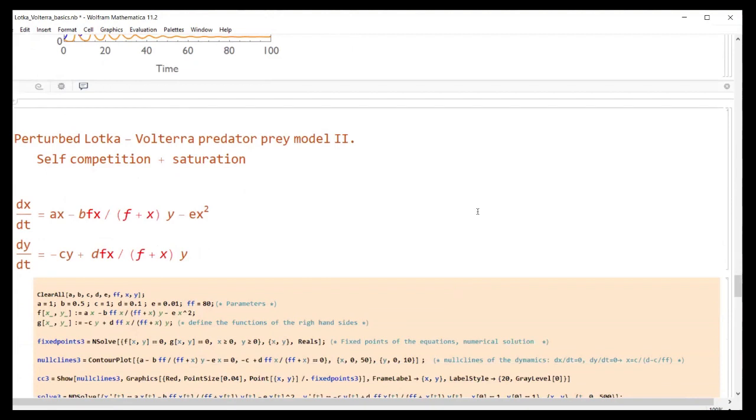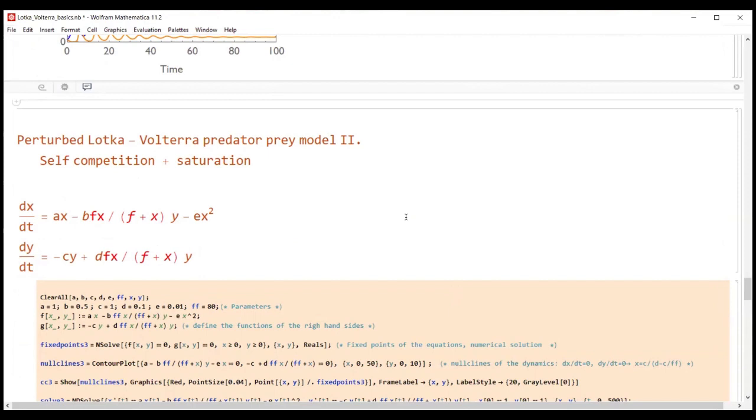Okay, and now let's add another perturbation to the system, just to show how sensitive these nonlinear dynamical systems are to the details, and why you have to be very careful in drawing conclusions from the behavior of the system. So we have some self-competition as before. This is the last term here, E times X squared, the self-competition, but we assume as well that there is a kind of saturation in the model, the Holling saturation function, which was used by Daniel in the lecture as well.